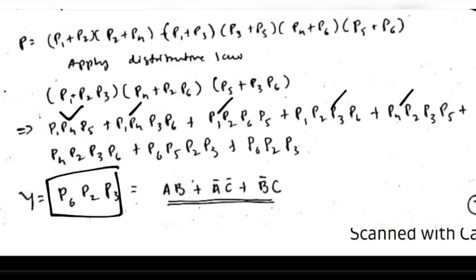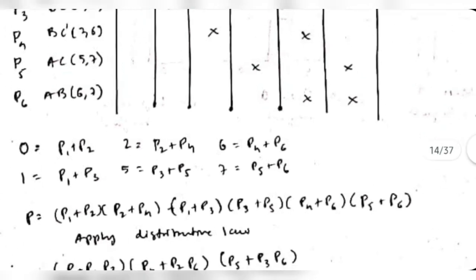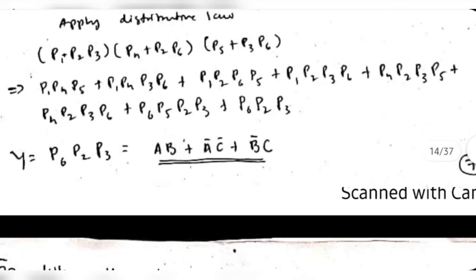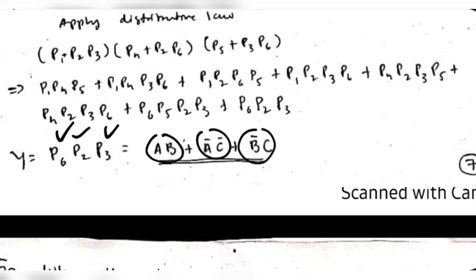So you will be writing this P6 P2 P3. Now how will you get this? See, P6 we have taken as AB, P2 as A dash C dash, and P3 as B dash C. So in that way we will be mentioning the final equation.